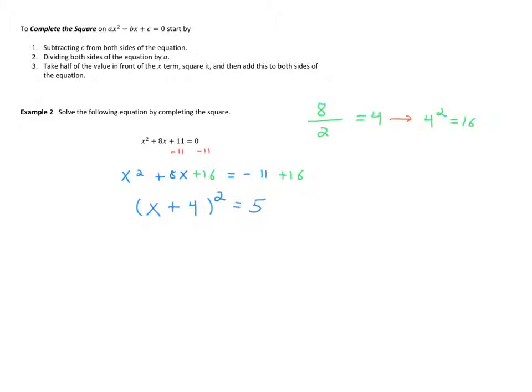To solve this thing for x, I will take the square root of both sides. On the left, I have x plus 4, and on the right, I have plus or minus the square root of 5. If I now subtract 4 from both sides, I end up at my answer. x is equal to negative 4 plus or minus the square root of 5.